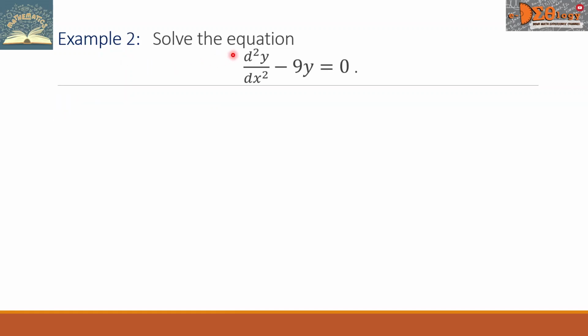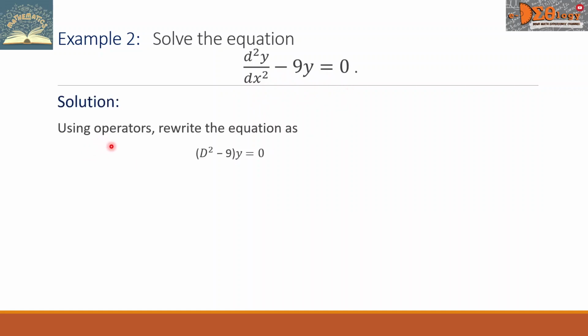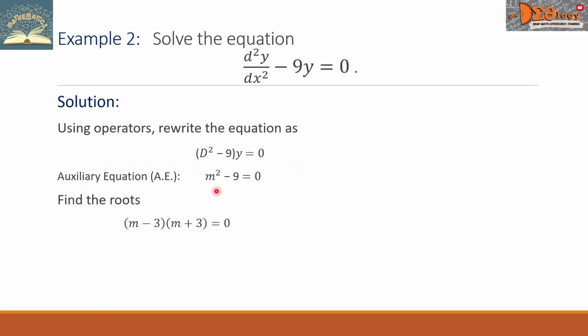Example 2. Solve the equation: the second derivative of y with respect to x minus 9y equals 0. Let us use the operators and rewrite the equation. So we have the quantity D squared minus 9 multiplied by variable y equals 0. For this D squared minus 9, we are going to write the auxiliary equation. So we have m squared minus 9 equals 0.